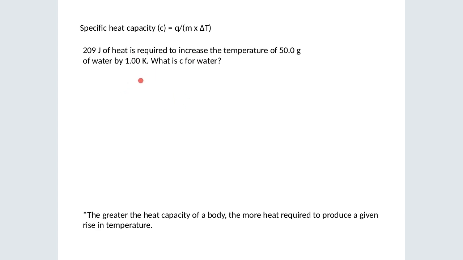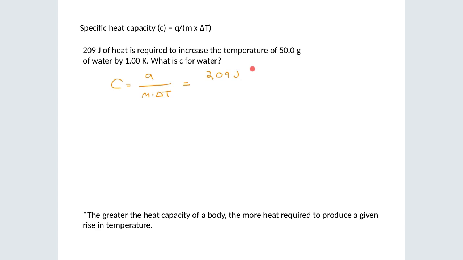So we're going to take Q equals mc delta T, and we're going to rearrange it so that C equals Q over m times delta T. Here, we're told the amount of heat, the mass, and the change in temperature. We need to find C. So here, we're going to have 209 joules of heat.